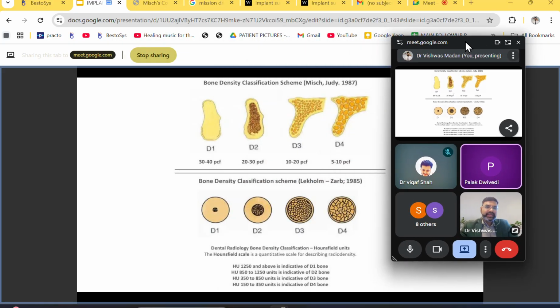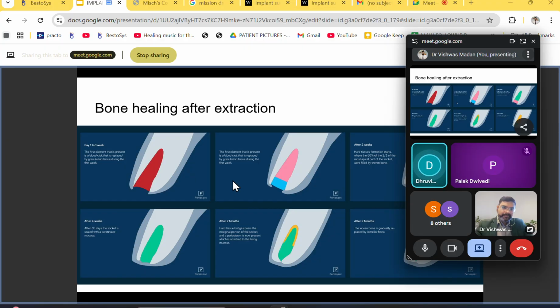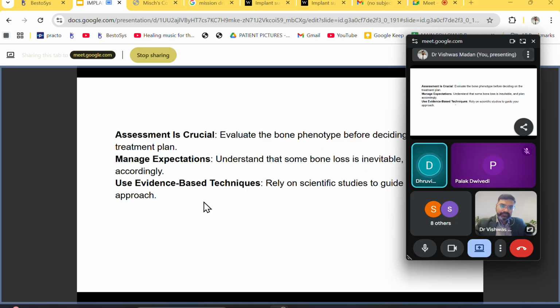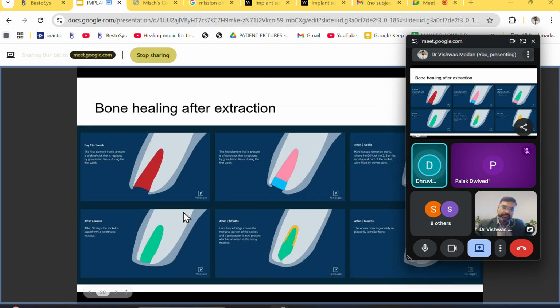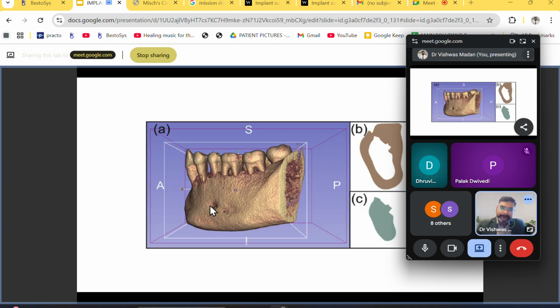Thank you. Any other questions at this point? Sir, as you told, bundle bone is very important, okay? But in CBCT, how will we evaluate the bone, because we only have the bone density which is there? So see this over here.